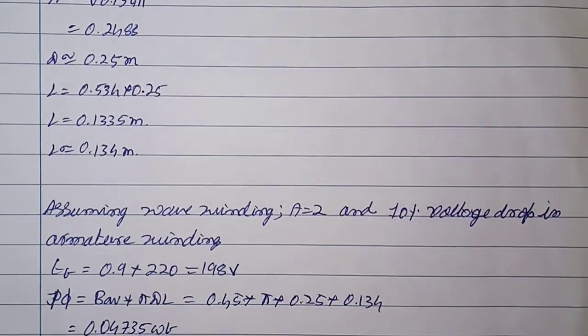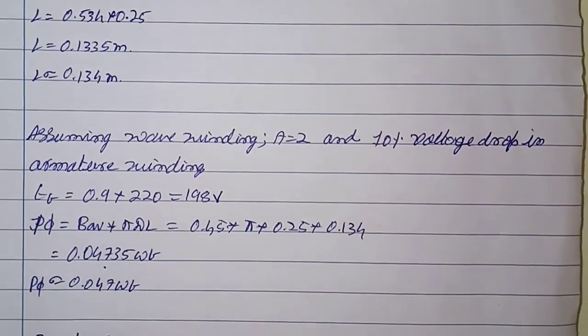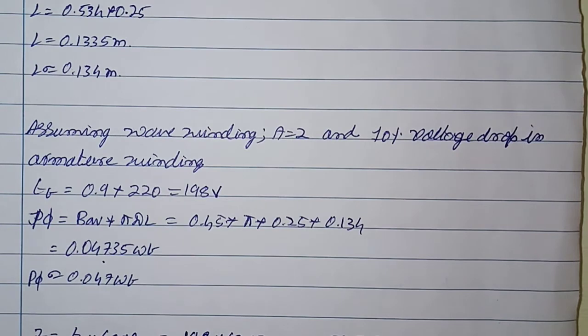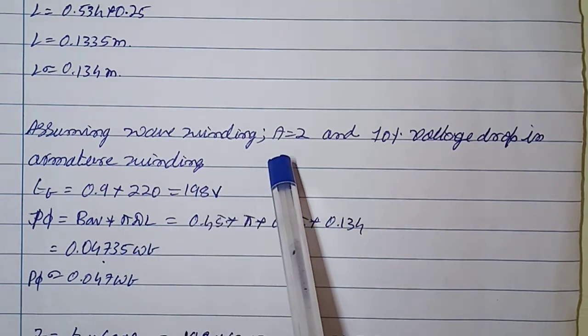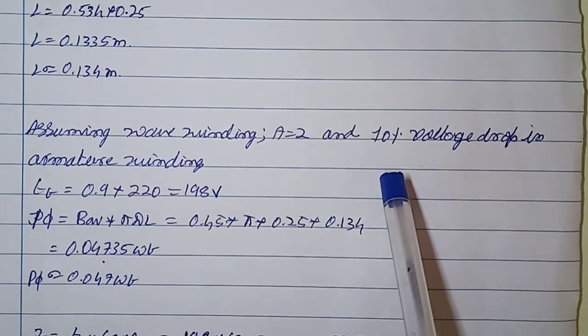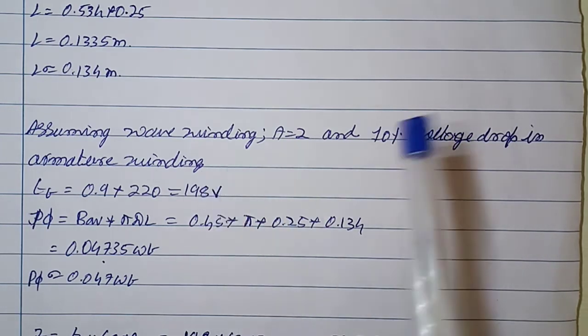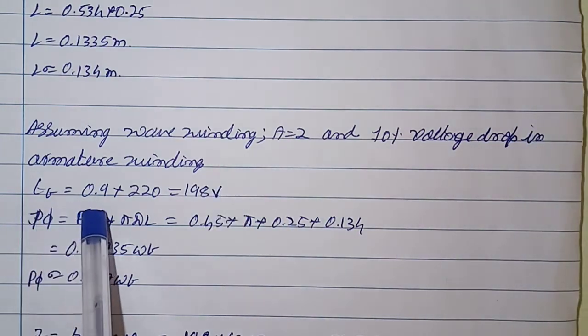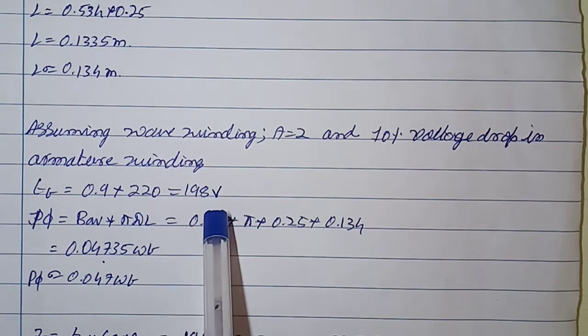Next, to find out the conductors and the slots. Assuming wave winding, because of the size of the machine, A is equal to 2, and 10% voltage drop in armature winding. So EB is 0.9 into 220, so it is 198 volt.